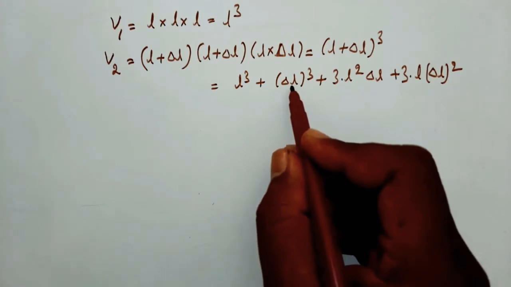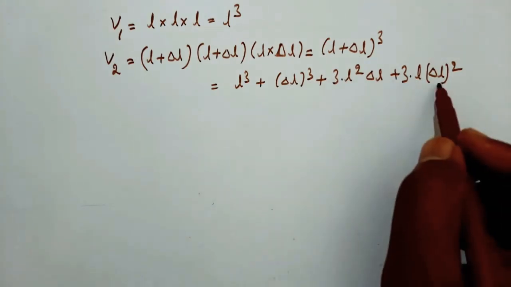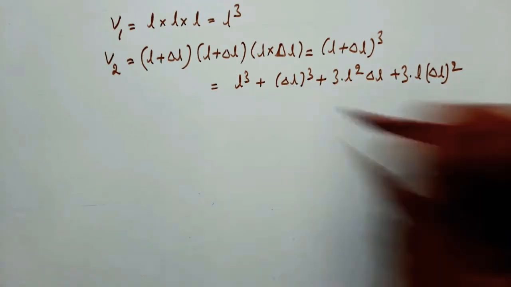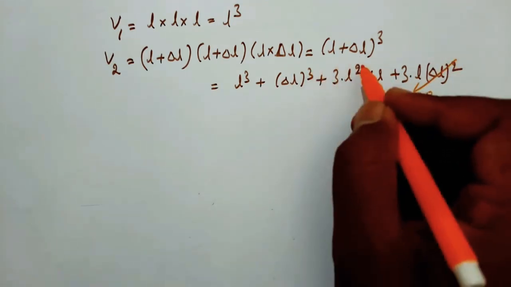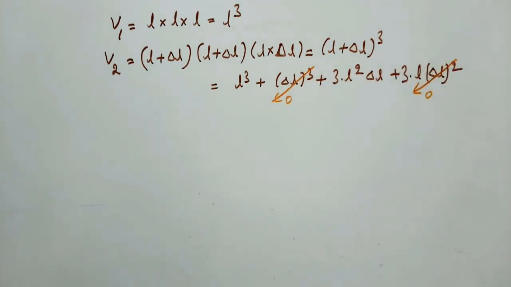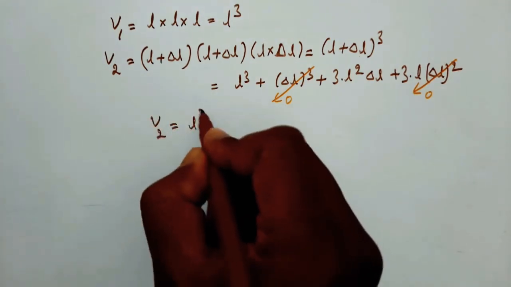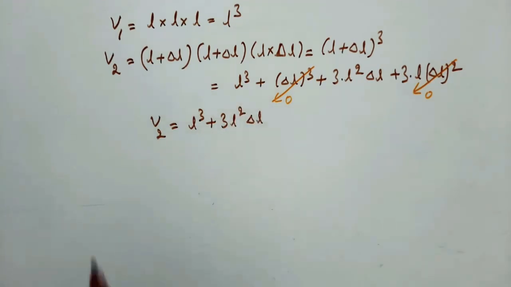Here del L is a small value. So del L square and del L cube become very small, so we can neglect these terms. So they are 0. Finally V2 is equal to L cube plus 3L square into del L.